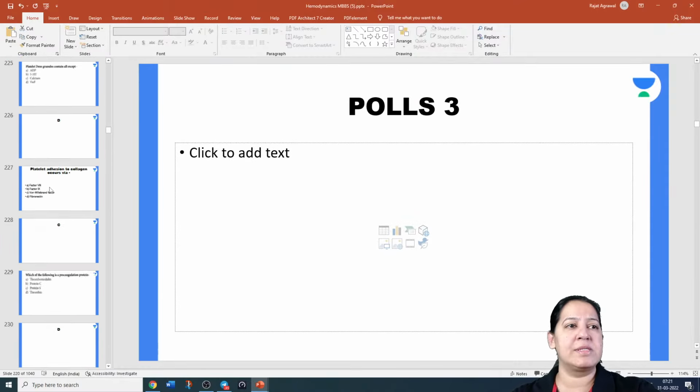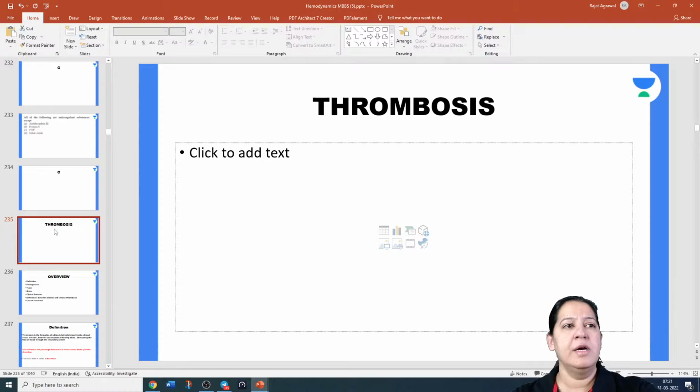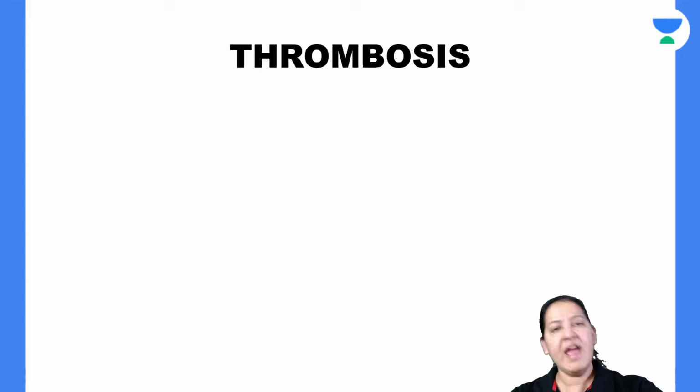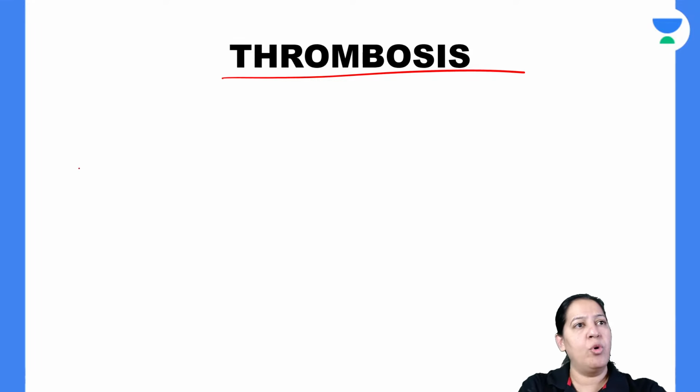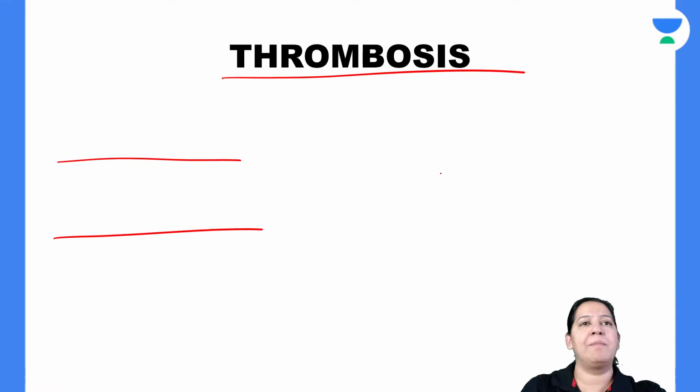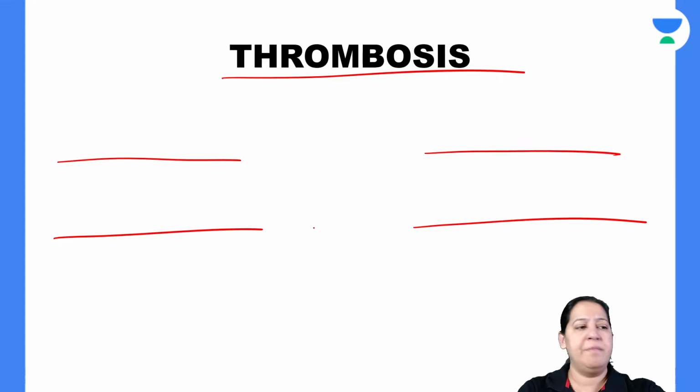I'm skipping the polls. So let me start thrombosis. Why have I taught you hemostasis before thrombosis? Because in thrombosis too, a clot is forming. So as I have told you, let me draw 2 blood vessels. This is a blood vessel and this is a blood vessel.